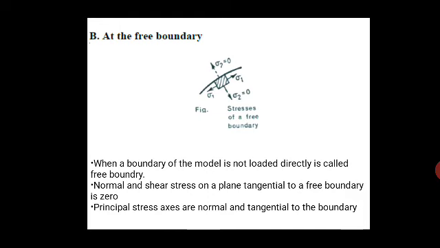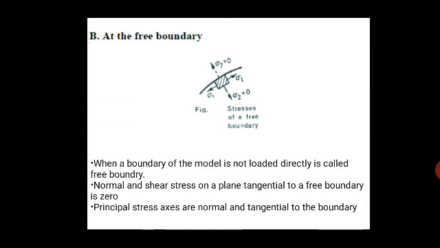Here, at the free boundary condition, we have the case when the body of the model is not loaded directly, which is called a free boundary. Suppose the normal and shear stresses on a plane tangential to a free body are 0, then the principal stress axes are normal and tangential to the body. So here the principal stresses acting will be normal to the body.